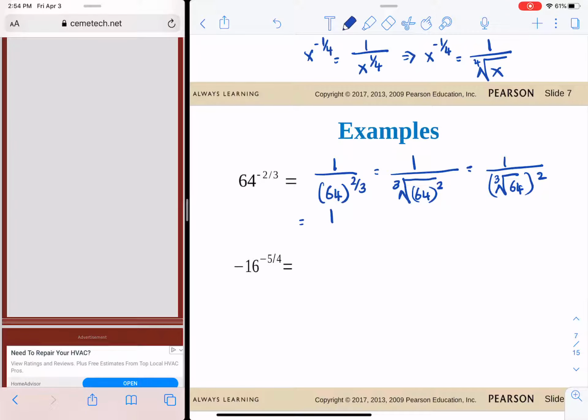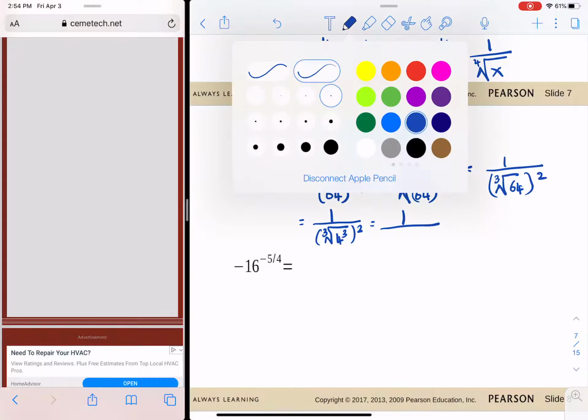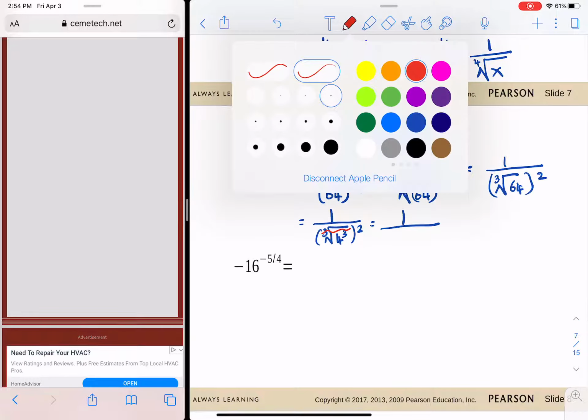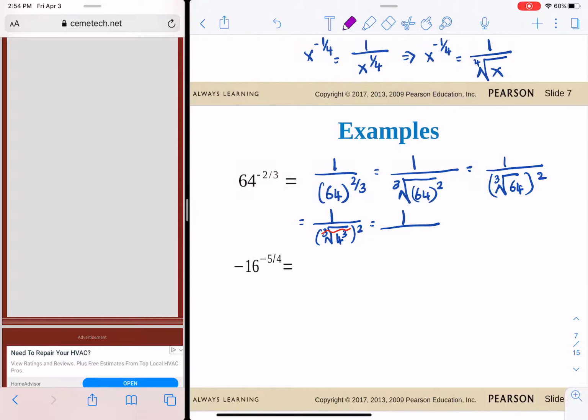And we know that the third root of 64 can be written as the third root of 4 cubed, raised to 2. And those two terms sort of go away. The root cancels the power. So we would simply have 1 over 4 squared, which is 1 over 16.